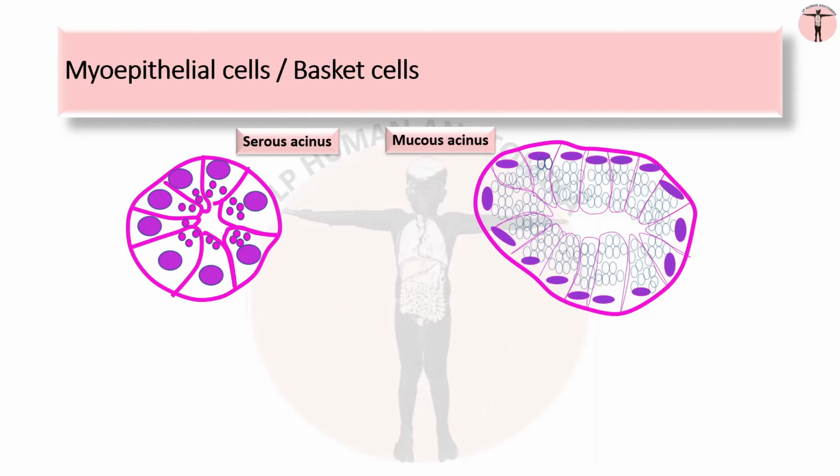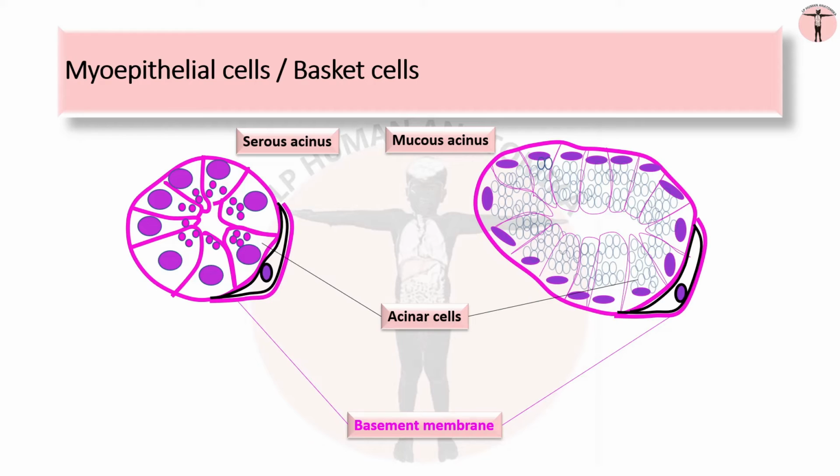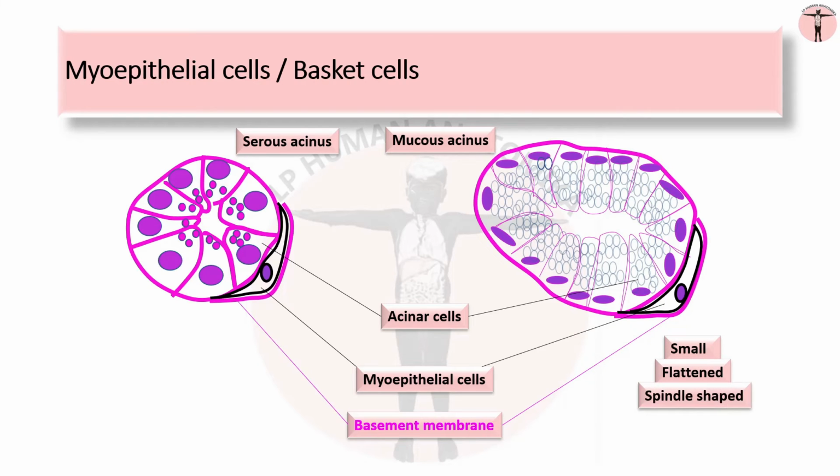The second component of the parenchyma is the myoepithelial cells. The cells which surround both serous and mucous acini, between the acinar cells and the basement membrane, are the myoepithelial cells. Myoepithelial cells are small, flattened, spindle-shaped cells which extend during contractile processes around the secretory unit or duct like a basket. Because of this nature, they are also called basket cells.